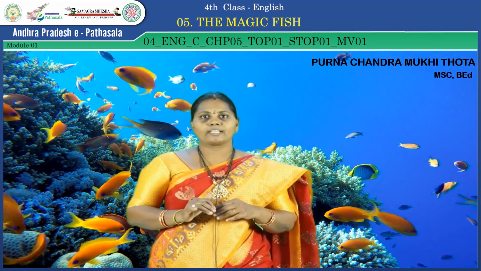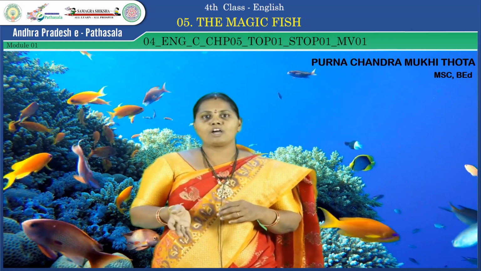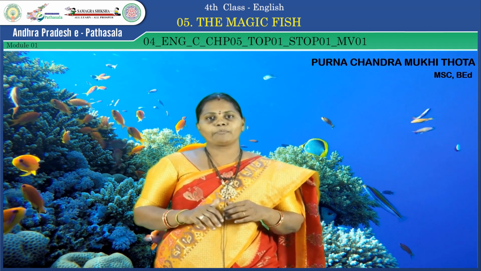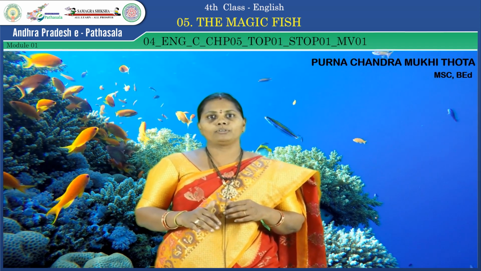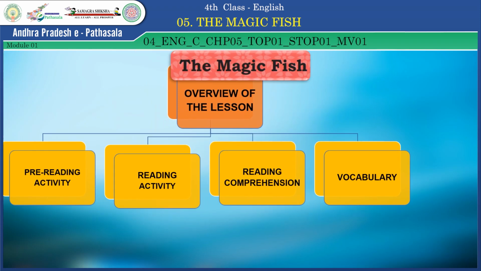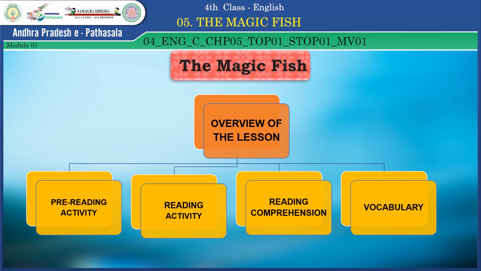Okay children, let us see what the magic in the fish is. Are you ready? Before we start the lesson, we have to look at the overview of the lesson. Children, in the overview of the lesson, we have pre-reading activity, reading activity, reading comprehension and vocabulary. Come on children, now let us have a look at the learning objectives of the lesson.